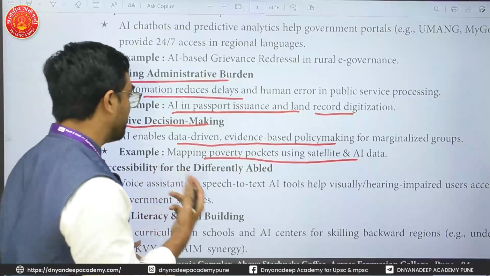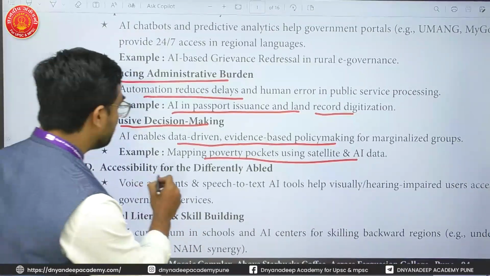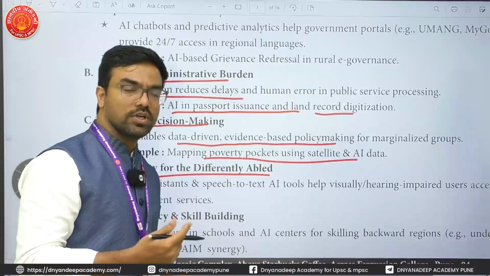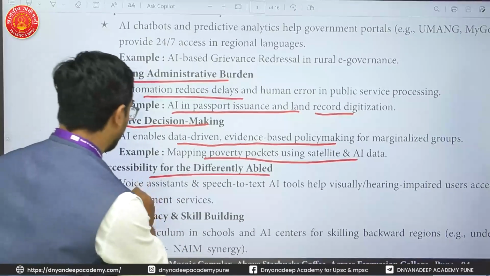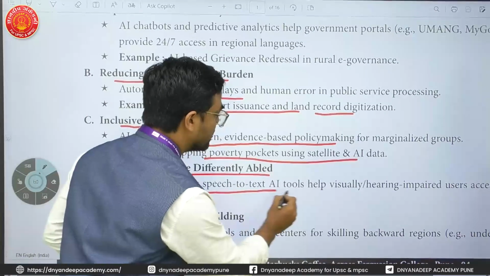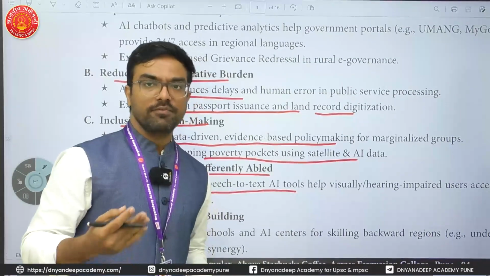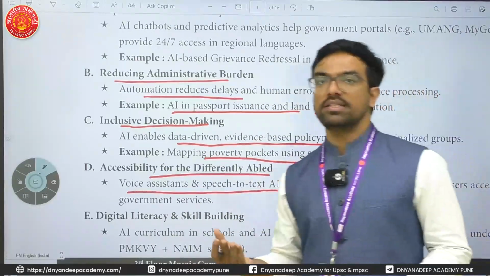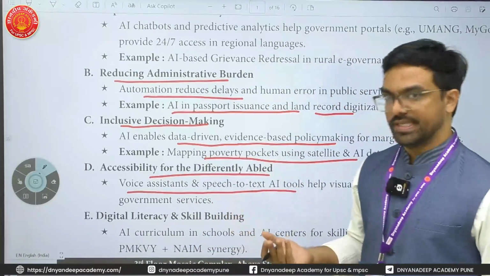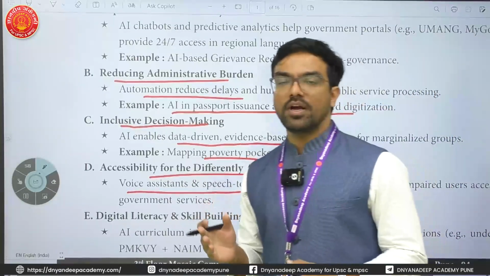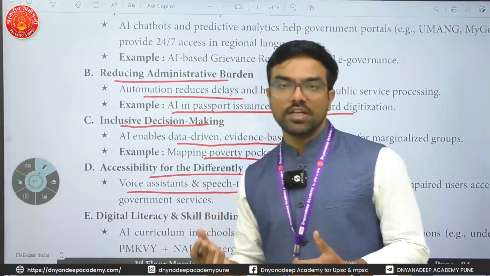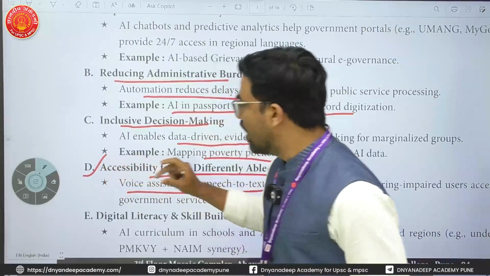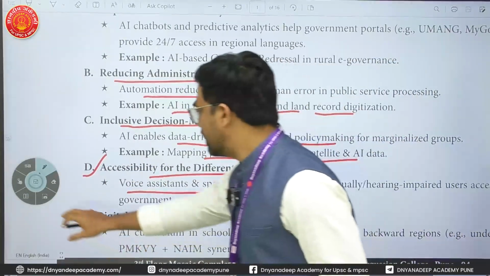Second is accessibility for differently abled people. The platform of AI is being used for voice assistance and speech-to-text AI tools, which is helping Divyangjan to access government services. So it is one of the aspects of making digital governance more inclusive. So this is one of the significant roles of AI.